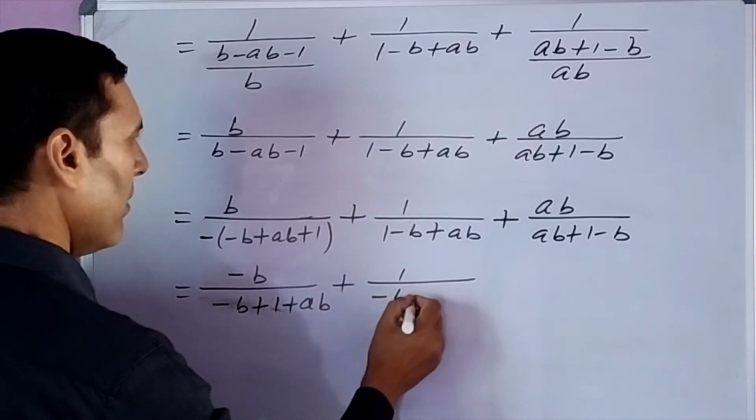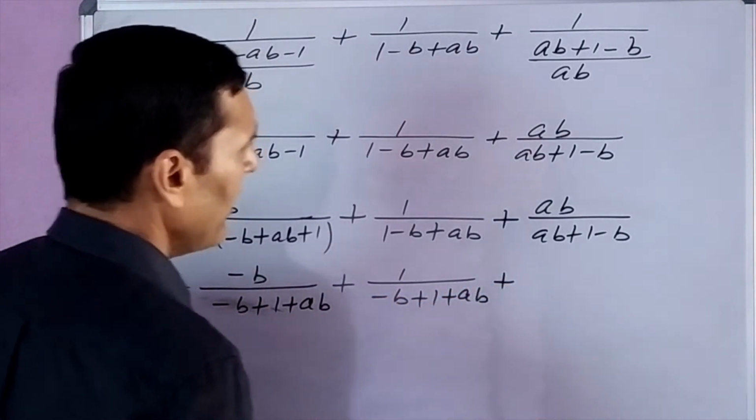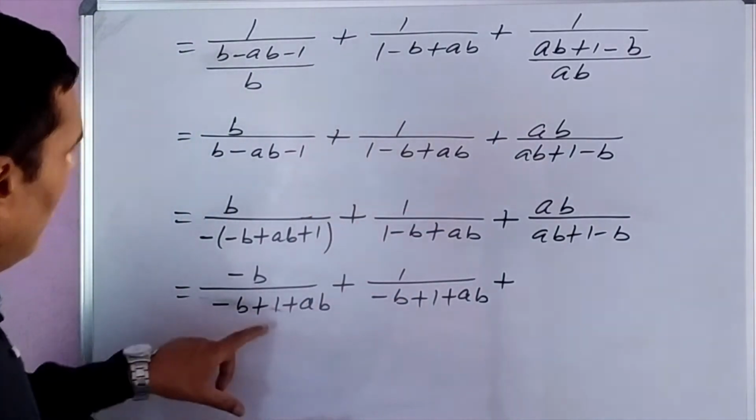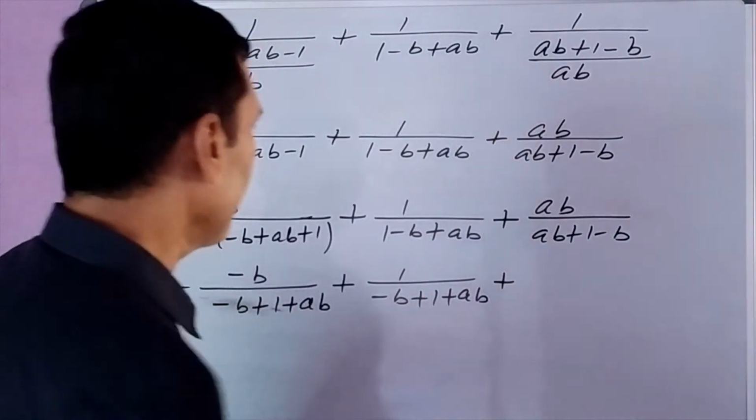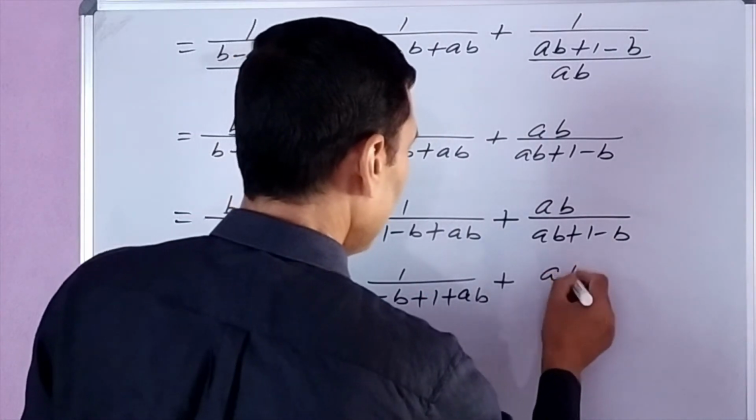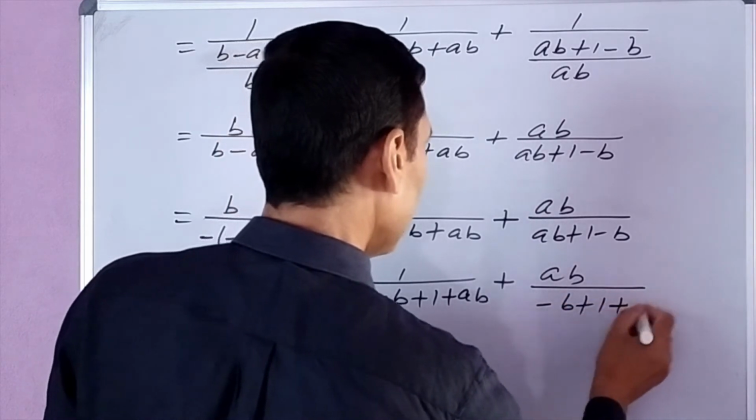Minus b plus 1 plus ab. We can write in any order. I'm just arranging to get the same numerator and denominator in the same order. This is ab upon minus b plus 1 plus ab.